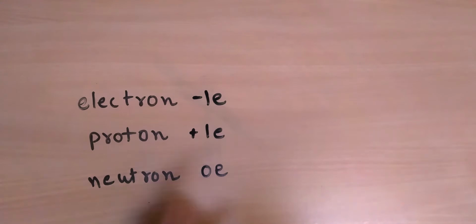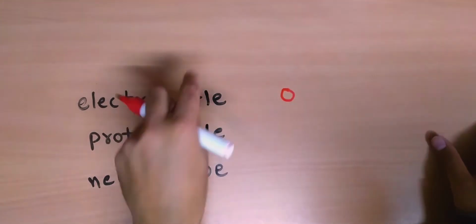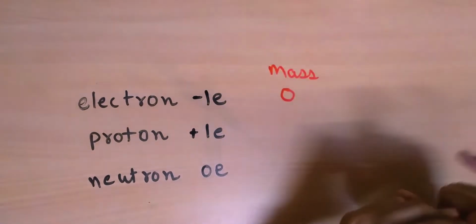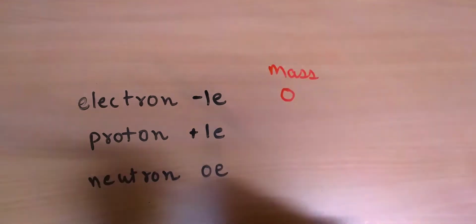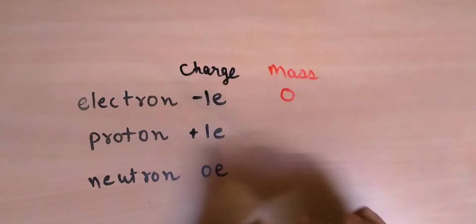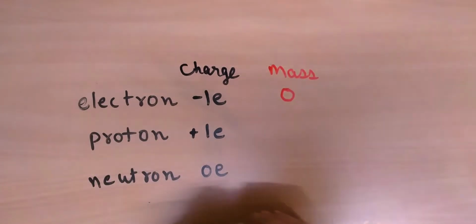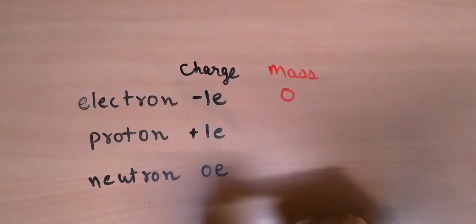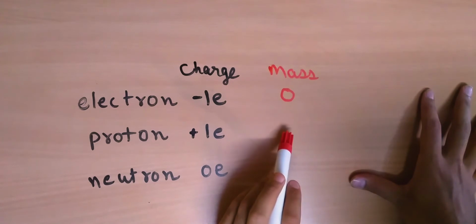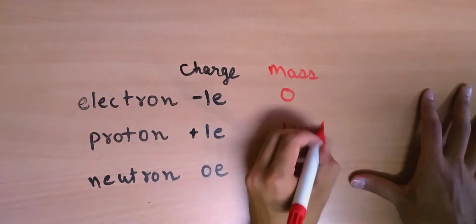Now the electron has negligible mass, so let me just call that 0, the mass. So here I am talking about mass, the 2 basic properties, right? Mass, and the second basic property is charge. So here I am talking about charge. You can just take a screenshot of this when I complete this, it will be handy for you. So the mass of the electron is negligible, let's call that 0 for now. The mass of the proton is, let's say, 1 unit for now.